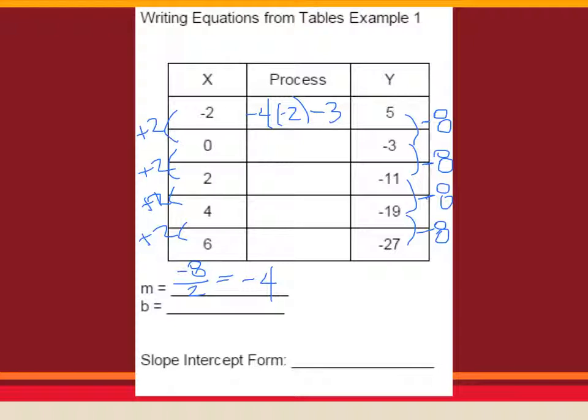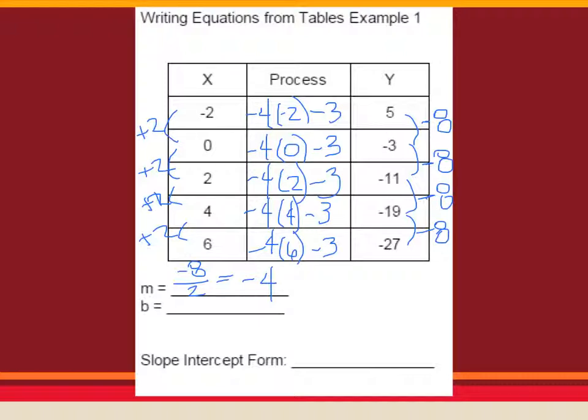If we try the next one, our slope, our negative 4, is always going to be what we multiply by. Negative 4 times 0 is 0. To get to negative 3, we'd have to subtract 3. Negative 4 times 2 is negative 8. To get to negative 11, we would subtract 3. Negative 4 times 4 is negative 16. Negative 16 minus 3 is negative 19. I'm trying to get to my y values. And the last one, negative 4 times 6 minus 3 is negative 27.